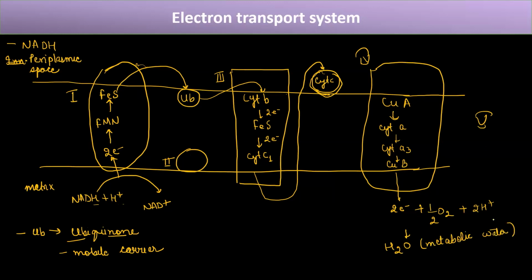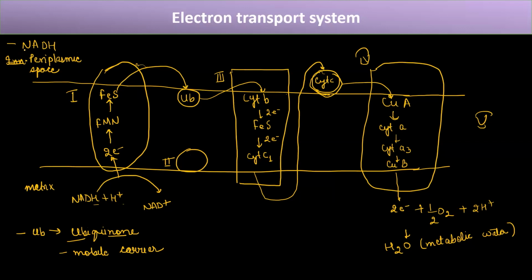Okay. So what does metabolic water mean? It means that this water is formed upon metabolism of something. So this is not the water that we drink. Basically, it is formed inside our body, and hence it is known as metabolic water. Okay. So this is how the electron movement takes place. Like here, from cytochrome C, it goes to here.